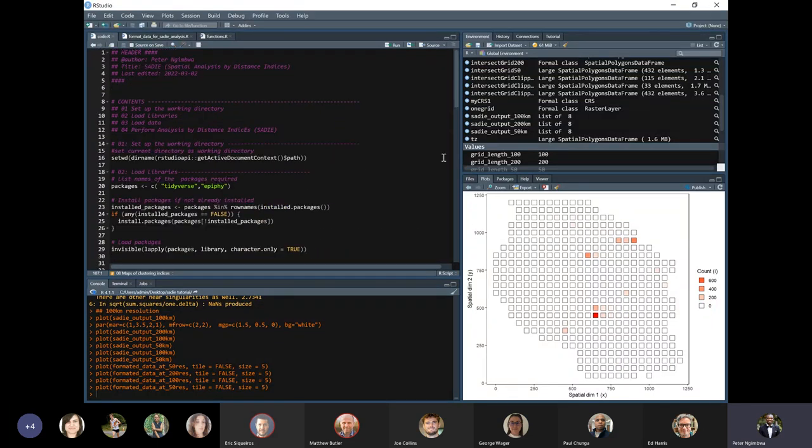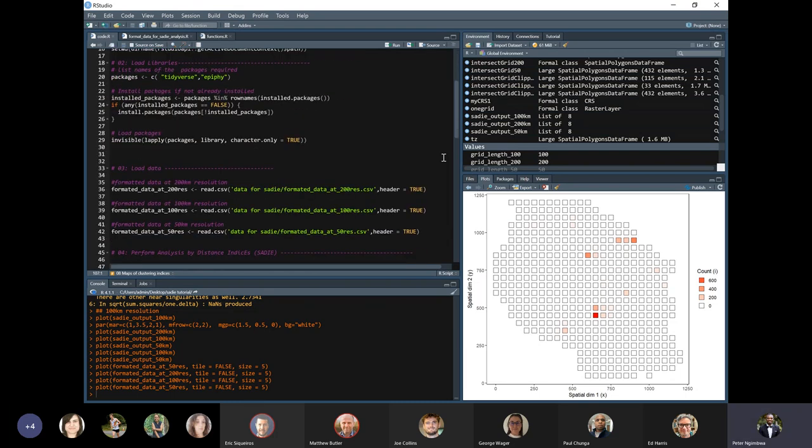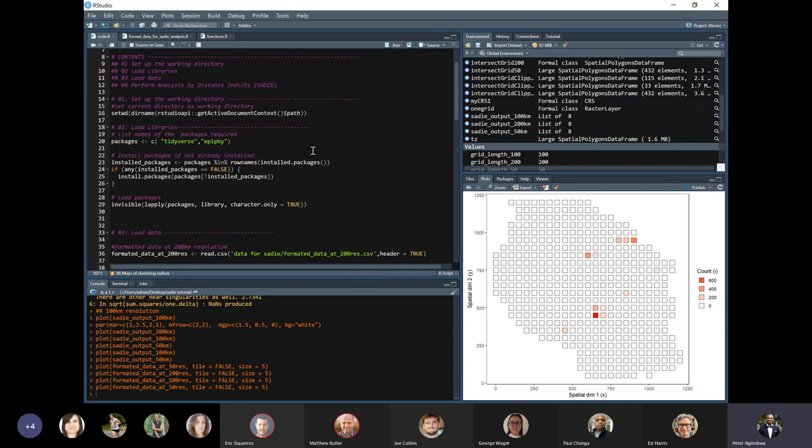In code, it's also really easy to run the SADIE procedure. But based on the nature of my data, I had to do some formatting, which I don't think is relevant for this presentation, so I have already done that. I have formatted my data into the form that can be used in the SADIE index. The SADIE index in R is implemented in a package called FNE. If you want to implement the SADIE index, you have to install this package. It's called FNE.